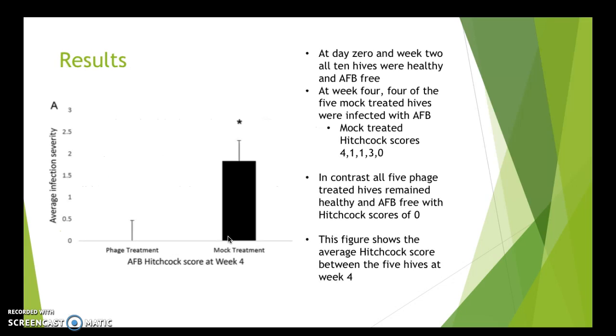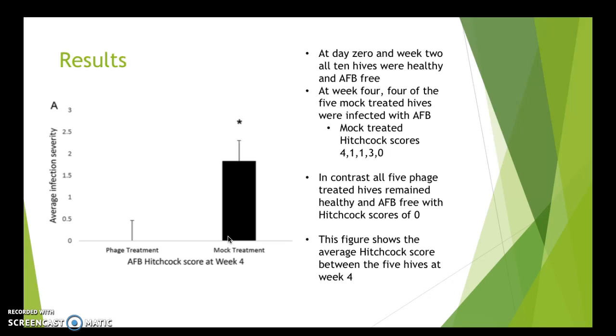At day 0 and 2 weeks, all 10 hives were healthy and American foulbrood free. By week 4, 4 of the 5 hives treated with mock treatment were infected with American foulbrood. In contrast, all 5 phage-treated hives remained healthy and American foulbrood free. Phage-treated hives all had Hitchcock scores of 0, whereas mock-treated hives had scores of 4, 1, 1, 3, and 0. Hitchcock score is a scale of infection severity, 4 being the highest and 0 being healthy.